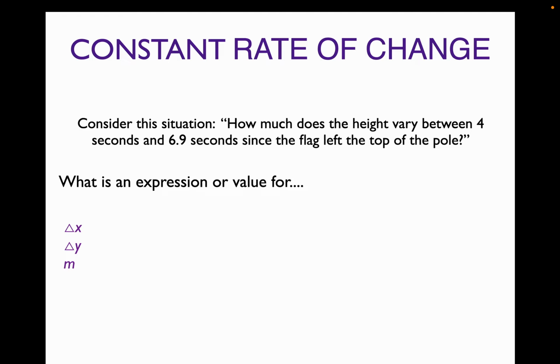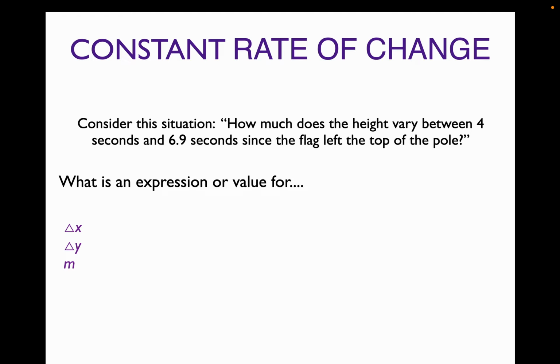6.9 minus 4. Yeah, 6.9 minus 4. We want to know final minus initial, right? How much time has gone by? Now, maybe that's easy enough to just compute. How much time is that that's gone by? 2.9 seconds. Yes, 2.9 seconds. So delta x, we could say, is 2.9 seconds.